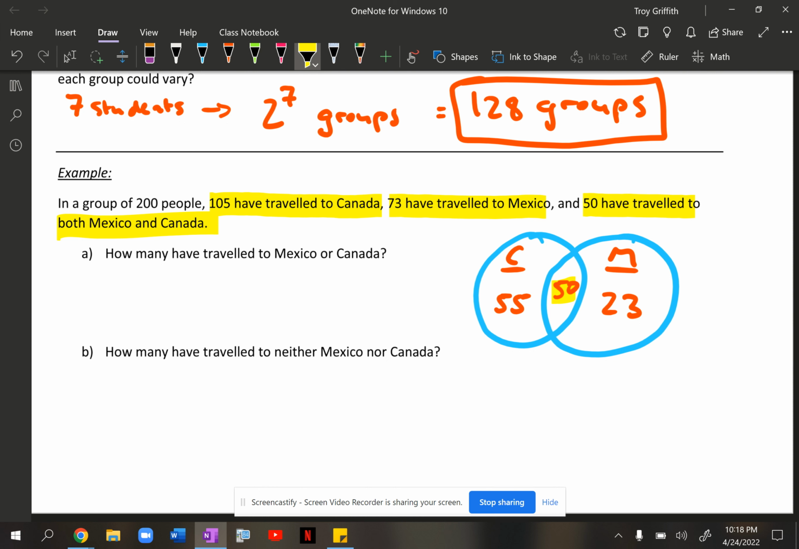Now, let's jump into our first question. We now have a Venn diagram describing this scenario. The first question says, how many people have traveled to Mexico or Canada? And this word right here, or, throws off a lot of students. So let's think about this. I always tell students, when you get confused with the words or and, just go back to a common sense scenario and think about how you would answer it, because these do pretty much fall into common sense categories.